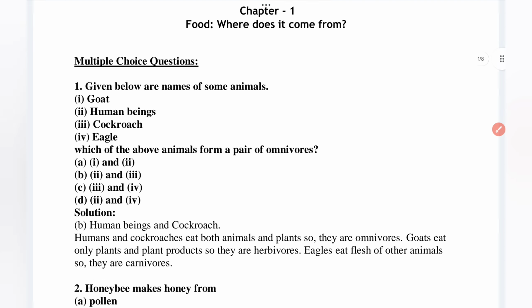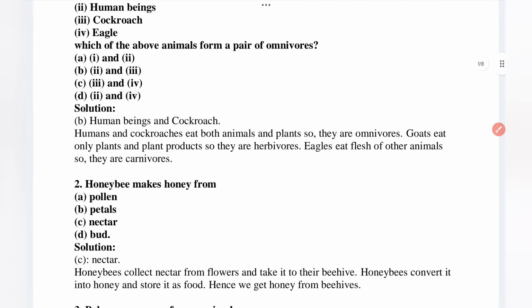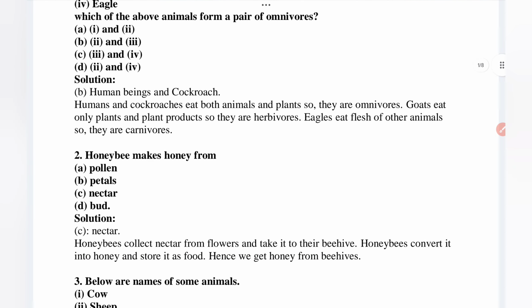Actually, sometimes there is a sound issue, so that's why I'm fixing that. So here you can see the solution of that one. Here it is: a honeybee makes honey from, and some options are given, and the correct option is nectar.